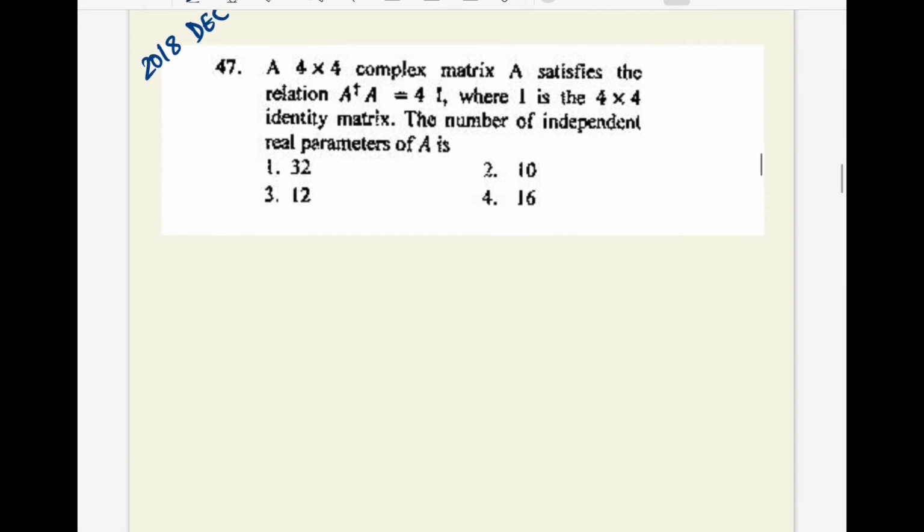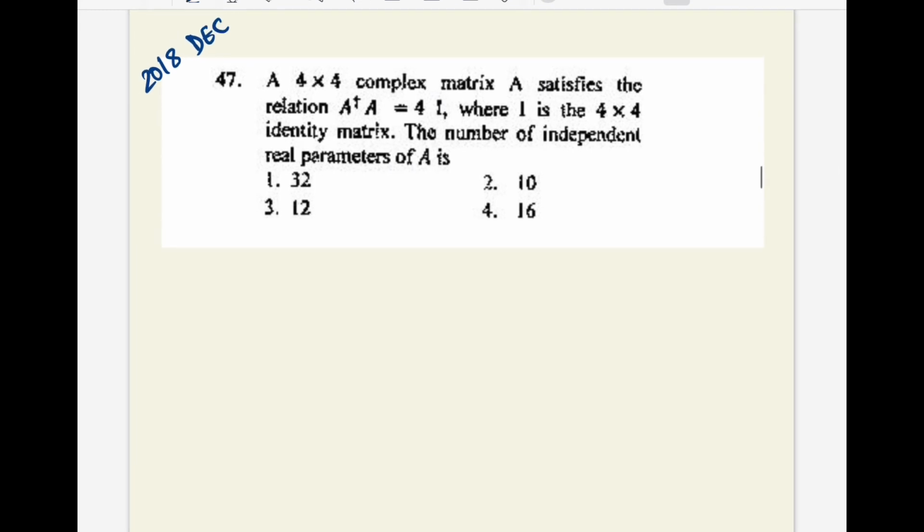2018 December now. Another question from 2018 December. A 4 cross 4 complex matrix A satisfies the relation A dagger A equals 4I, where I is the 4 cross 4 identity matrix. The number of independent real parameters of A is.